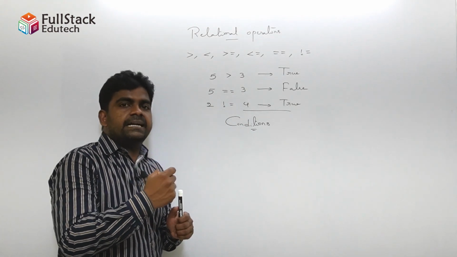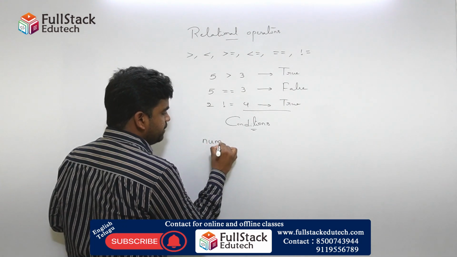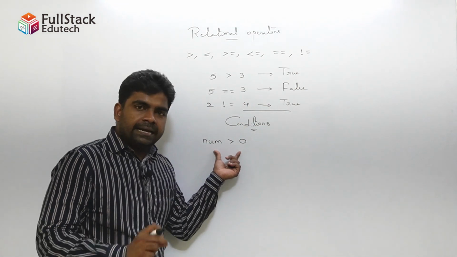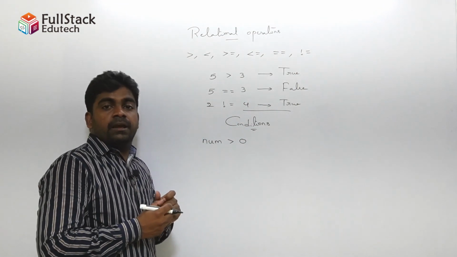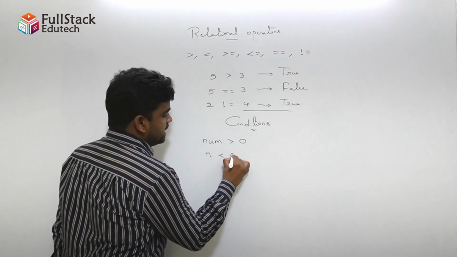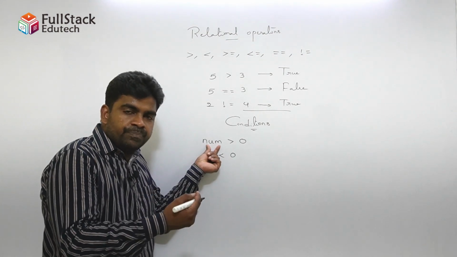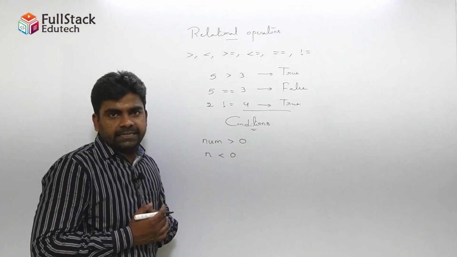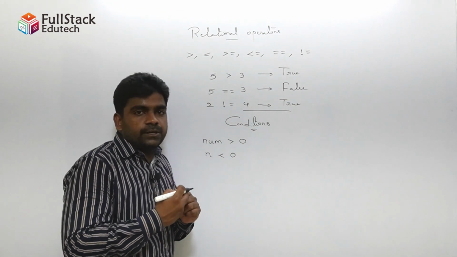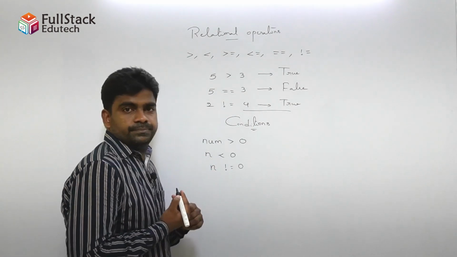So when can we say that the number is positive? It's simple. Take one number, any variable you can take. When it is greater than 0, yes, you can say the number is positive. When can you say the number is negative? When the number is less than 0. I am using different variables just to show that any variable name you can use. Suppose you are saying the given number is non-zero, simply say n is not equal to 0.